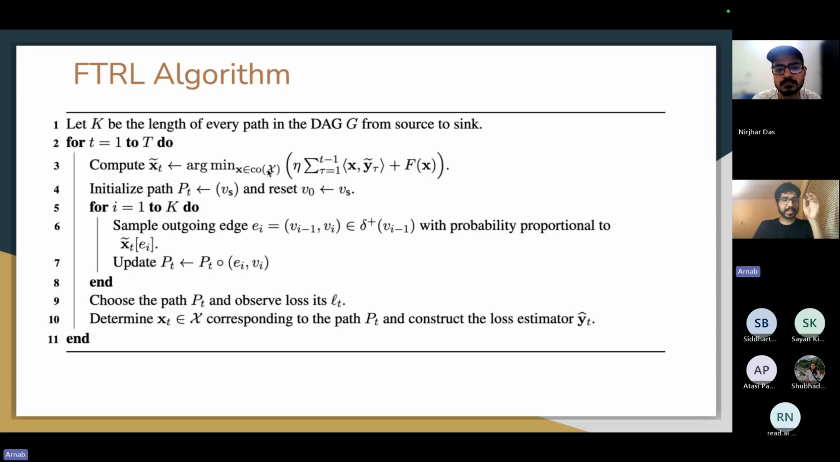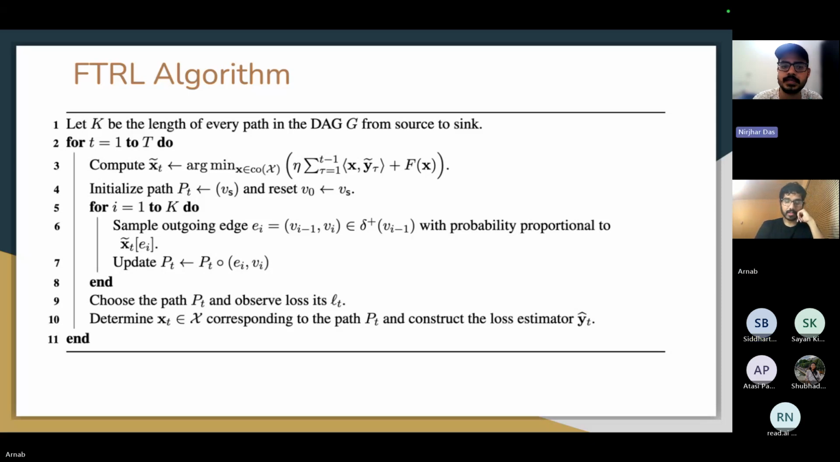You're doing an optimization over a convex flow polytope. You don't even have to solve this exactly; you can come very close to the actual solution, and you will be fine. We have efficient solvers for doing that. It's just a standard convex optimization.